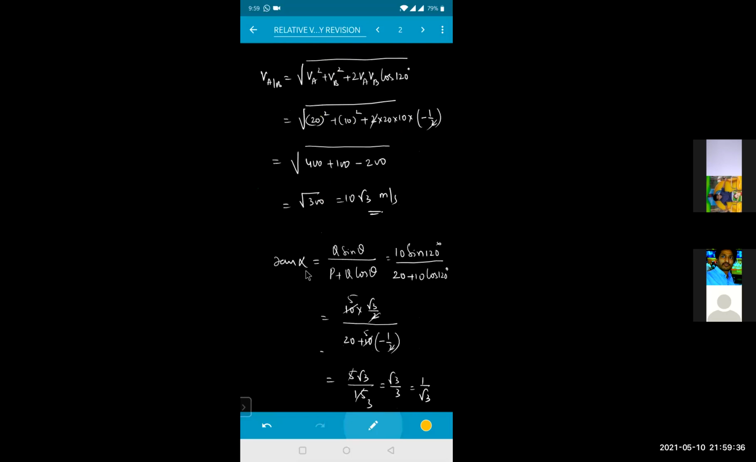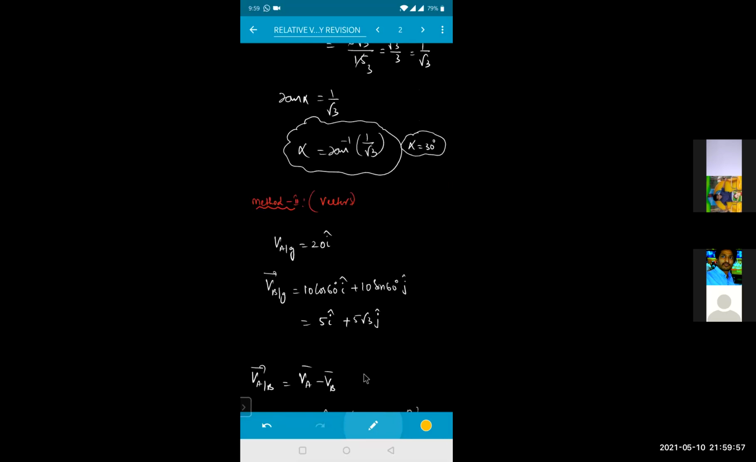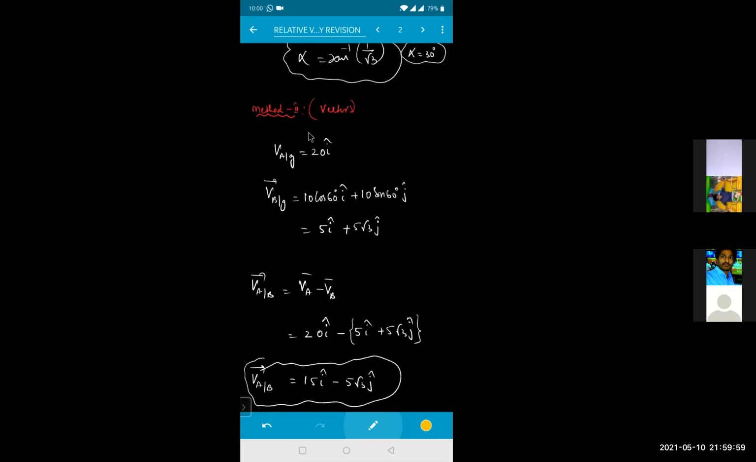If I need to calculate the angle, I'm applying the direction formula of the parallelogram law of vector addition. Tan alpha is equal to Q sin theta divided by P plus Q cos theta. That is equal to 10 into sin 120 divided by 20 plus 10 into cos 120. Sin 120 is root 3 by 2. Cos 120 is minus 1 by 2. You simplify it, you will get the value of tan alpha from that. Is that clear? Or else you can do it by the vector method also.